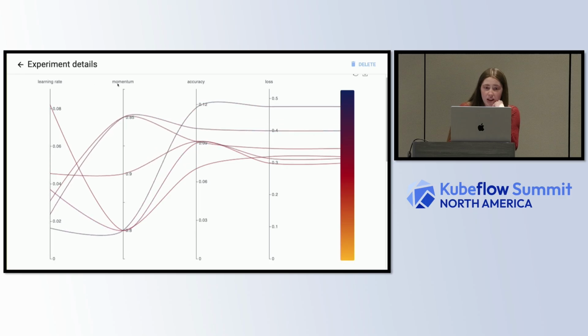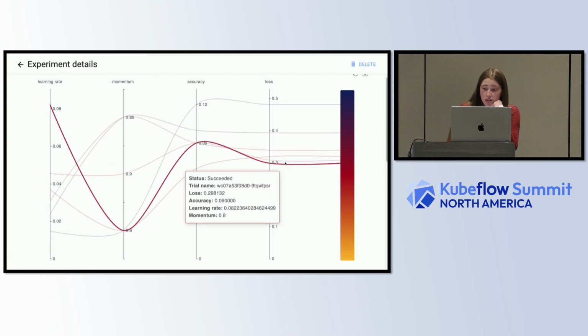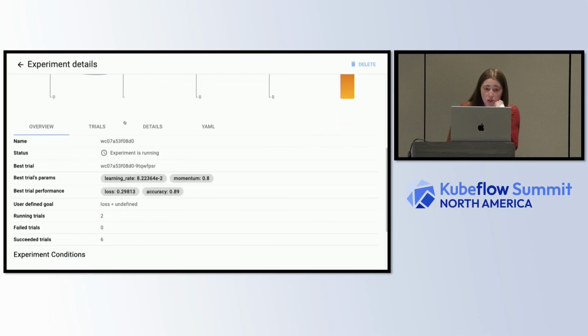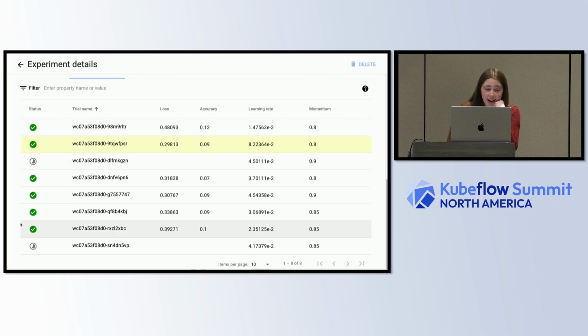We have learning rate, momentum, accuracy, and loss. These are our metrics, and those are hyperparameters with different values. And you can compare them. You can see this one is doing the best regarding loss. And we can go down over here and we can see the list of the trials that are created.